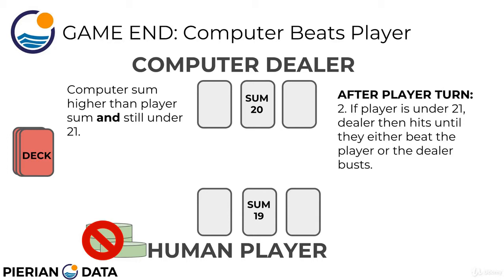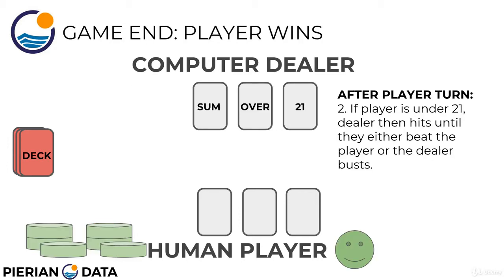So what happens is the human player goes, they start collecting cards, and then they decide to eventually stay. So for example, their current sum is 19. Then the computer dealer goes and they start hitting cards, so they collect cards from the deck. And if they have a sum that's higher than the human player's and is still under 21, then the computer has beat the player. And then finally, the third possible option for the way the game could end is that the player actually wins after the computer has its turn.